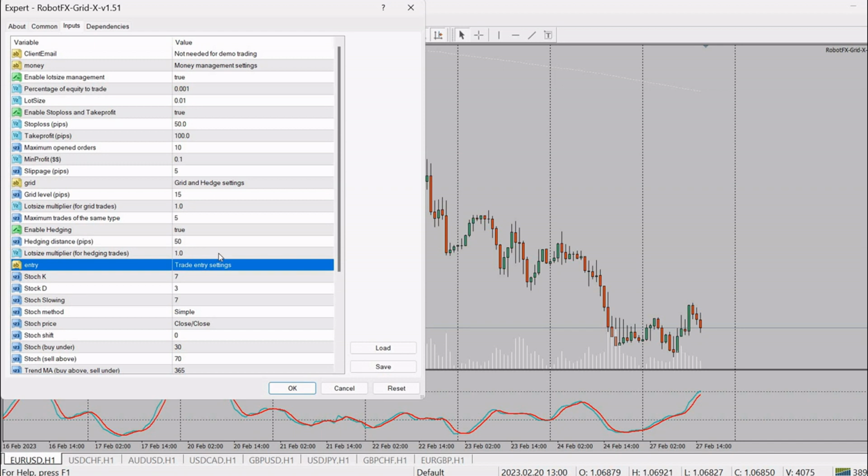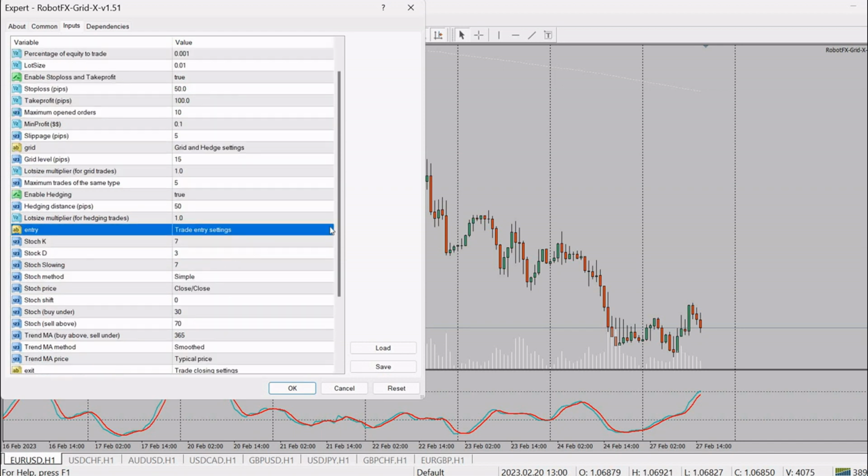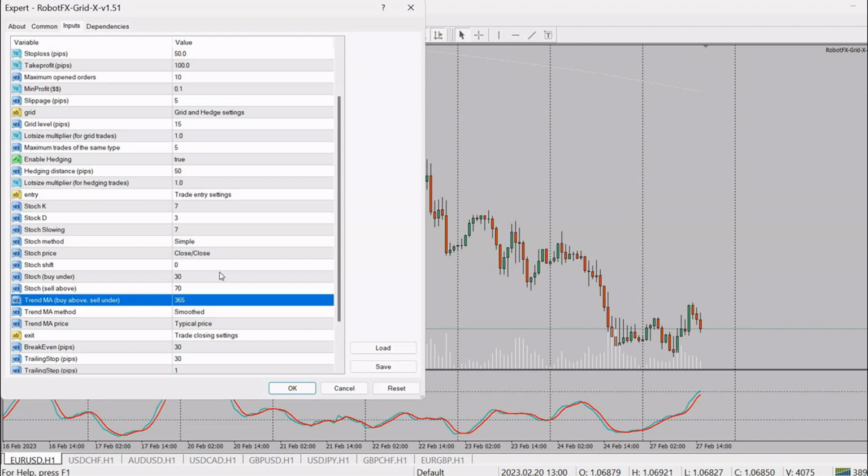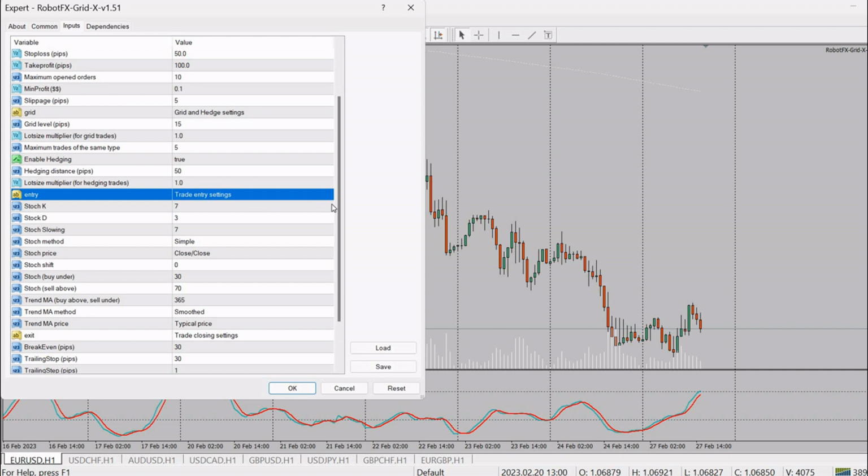And then we have the entry settings. As I've said, this makes this expert advisor different than other expert advisors because instead of placing pending buys and pending sells randomly, it actually determines the entry based on the stochastic and the moving average indicator, and it can be used to trade with the trend very successfully.